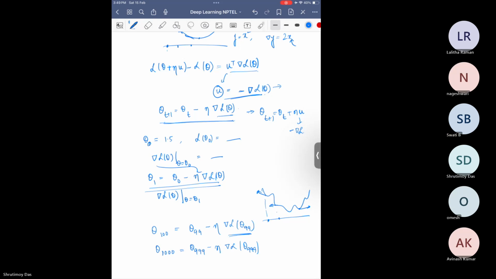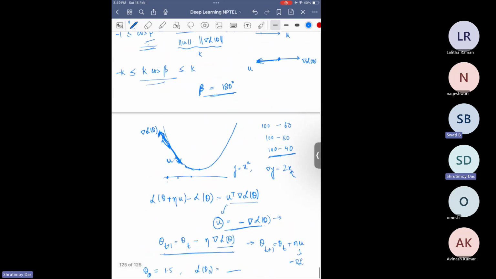Okay. But initially we calculate the beta value, right? The angle value we have calculated. Are we substituting it somewhere? We calculated the beta value somewhere.